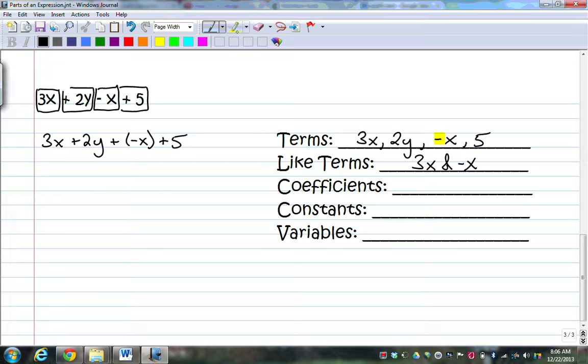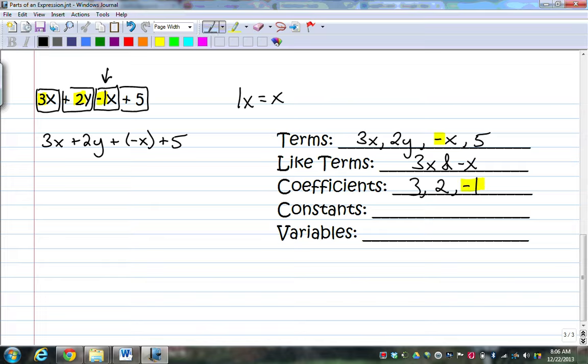For the coefficients, this is where the other tricky part comes in. Coefficients, I have 3 right here, I have a 2 right here, and I have something right there that a lot of students miss. So I have 3, 2, and then what's in front of a variable? Remember that if we don't have a number written there, it's the same thing as having a 1. Because 1 times x is just x, so we don't write it. We don't put it in there, but it is there. So the other coefficient then is a -1. That is another common student thing to miss.